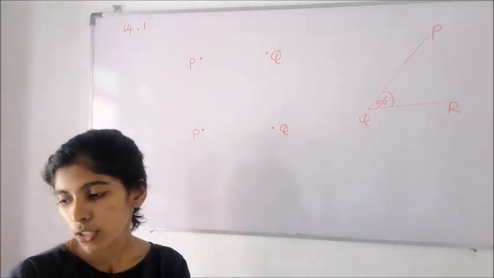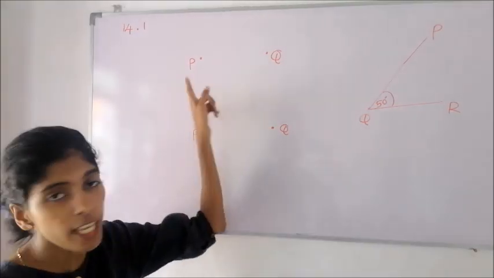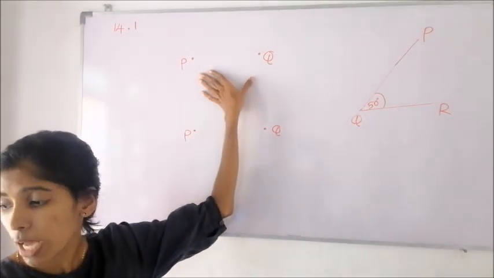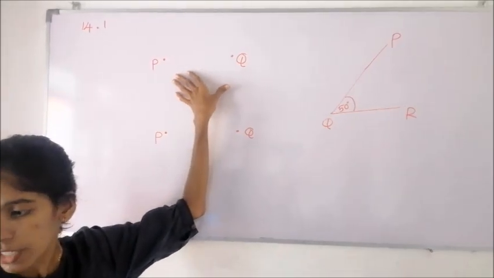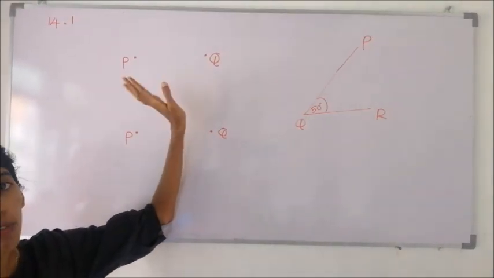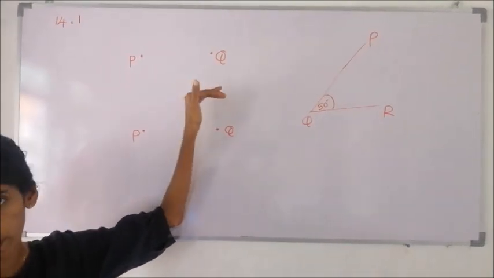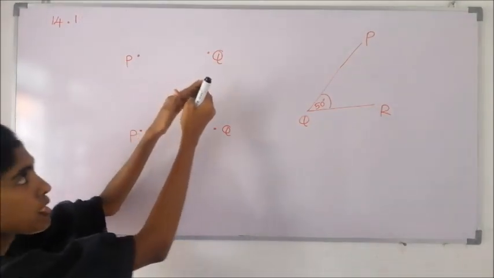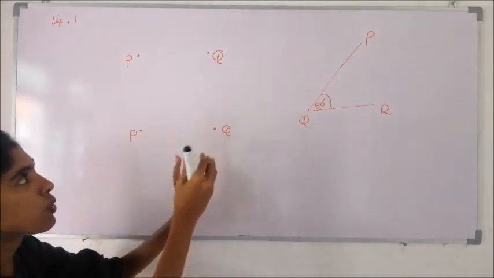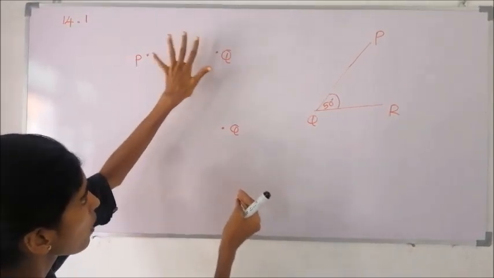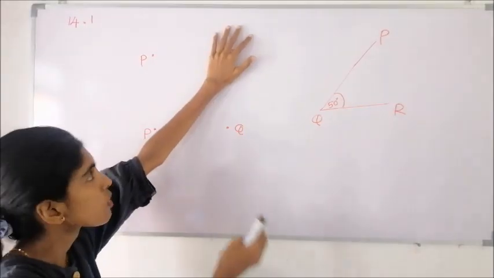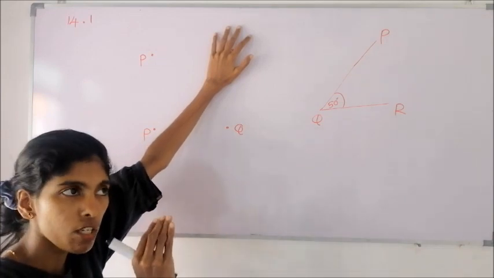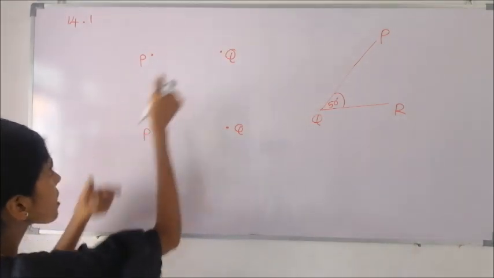Now in the second question, children, you are given two trees named P and Q. The horizontal gap between these two trees is 25 meters. It is required to fix a tap at a distance of 15 meters away from each point. That means 15 meters away from point P and 15 meters away from point Q. So now don't consider that these two are points. Forget about this for a moment. 15 meters away from point P must be a circle, right?